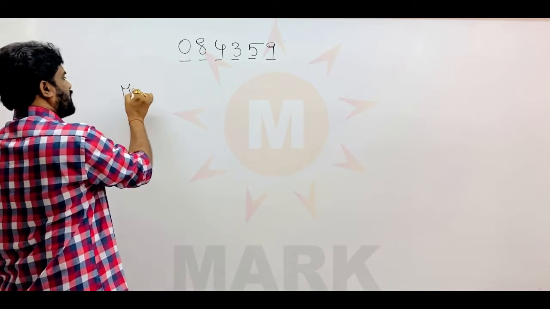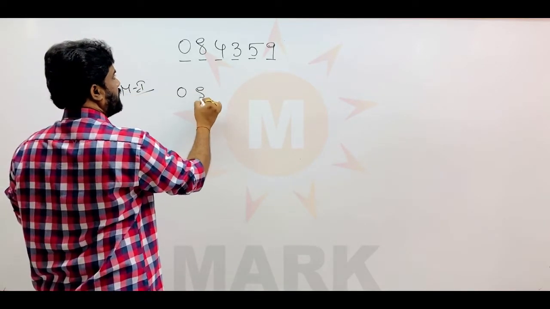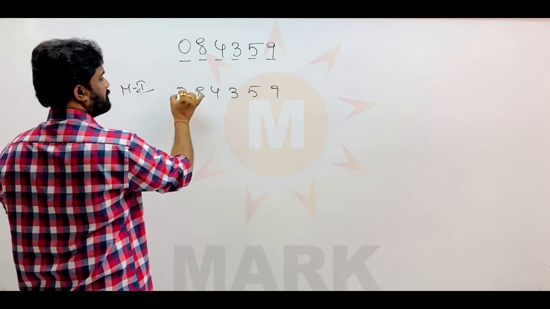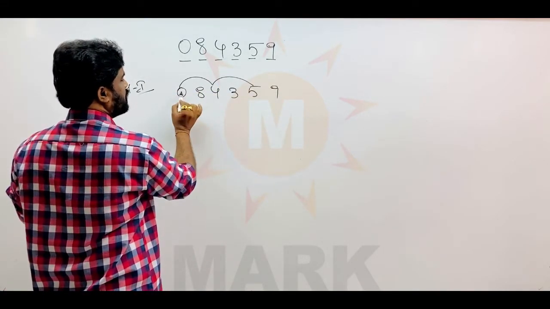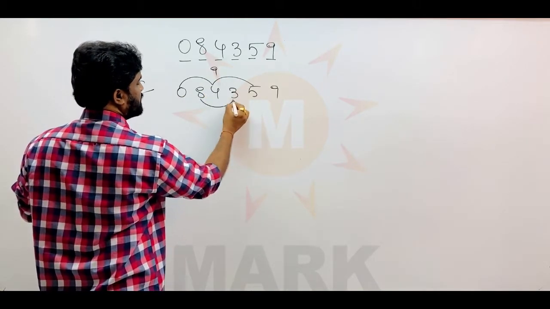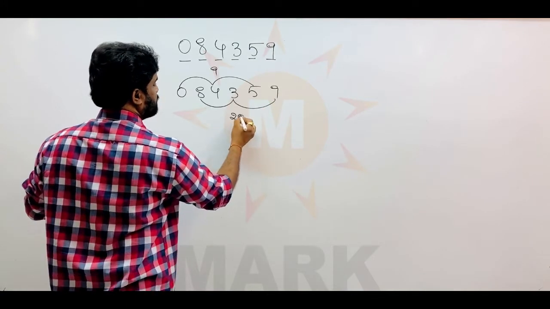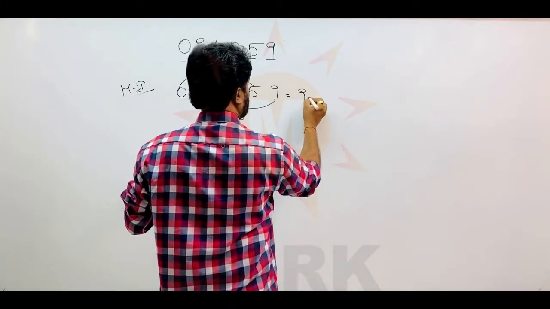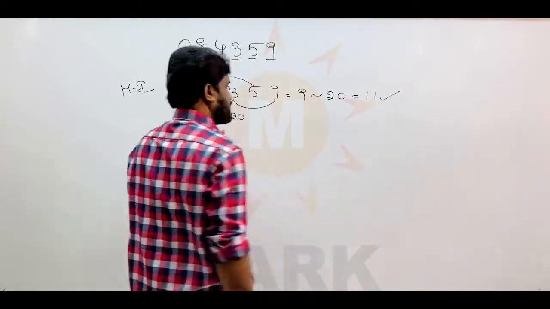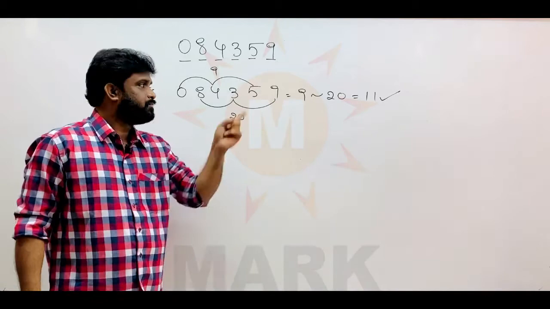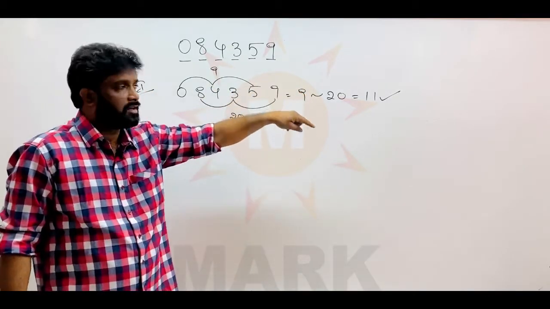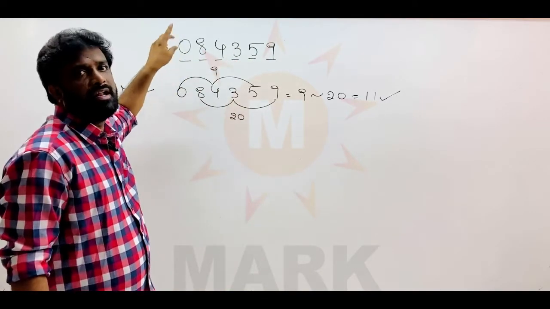So method 1 we are testing first. 0, 8, 4, 3, 5, 9. First I will take the odd-numbered positions: 0, 4, 5. What is 0 plus 4 plus 5? That is 9. 8 plus 3 plus 9, 11 plus 9, that is 20. What is the difference between 9 and 20? Positive difference, that is 11. So yes, 11 is coming. I said already 0 should come, or 11, or multiples of 11. Then only this entire number is divisible by 11.